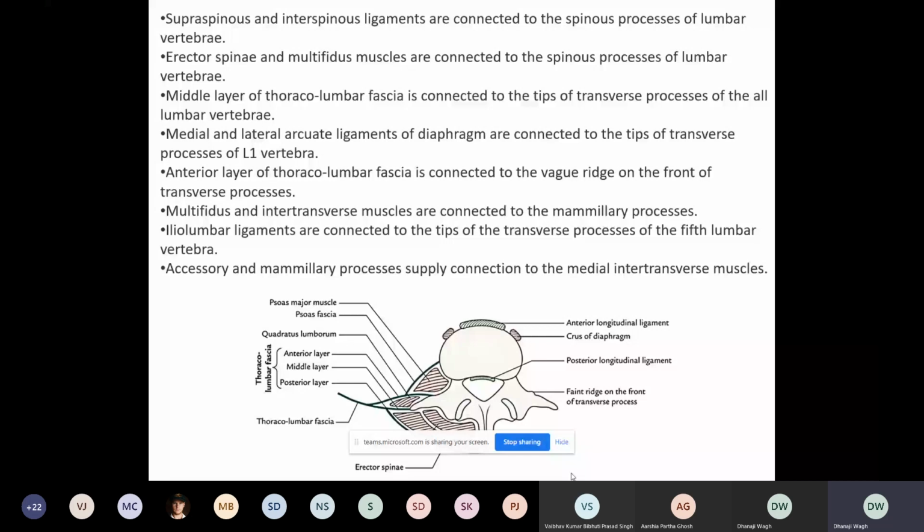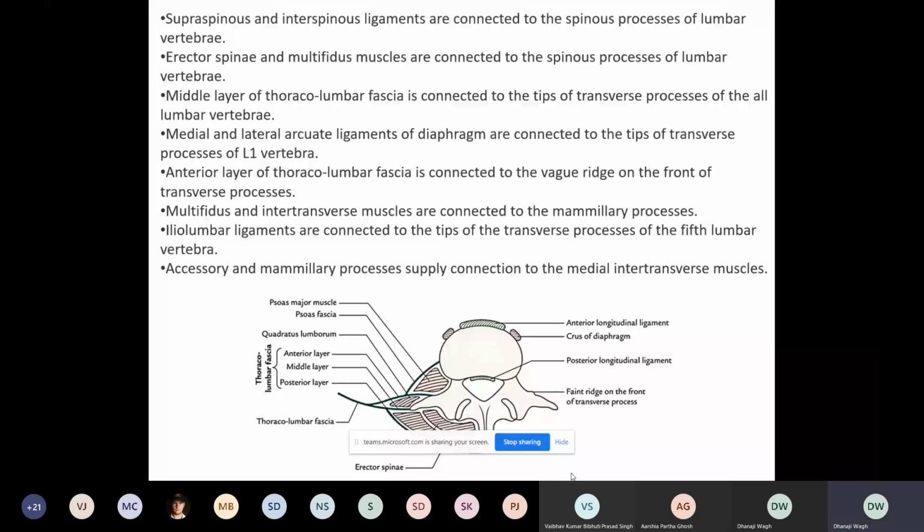Multifidus and intertransverse muscles are connected to the mammillary process. The mammillary process is present on the posterior border of the superior articular process. Iliolumbar ligaments are connected to the tip of the transverse process of the fifth lumbar vertebra, and the accessory and mammillary processes give attachment to the medial intertransverse muscle.